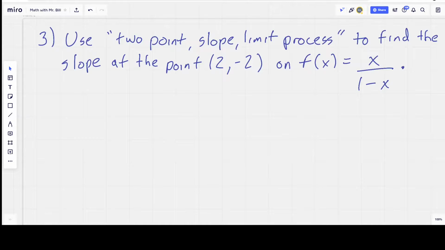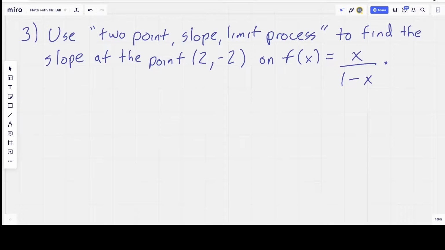On to question number 3. Use the 2-point slope limit process to find the slope at the point (2, -2) on the function x over 1 minus x. So in other words, this is going to be using the definition of the derivative to help us to find the slope at a particular point.